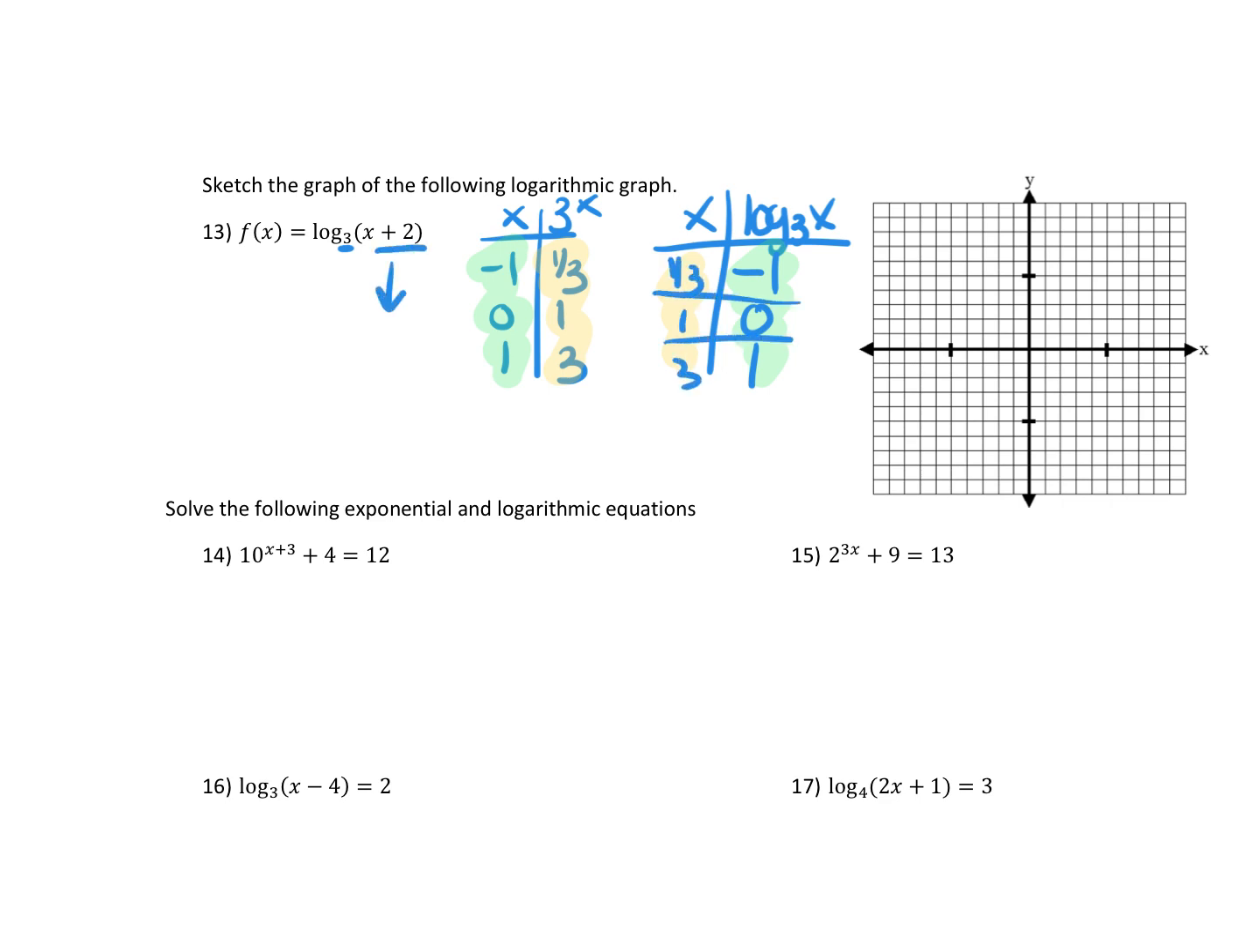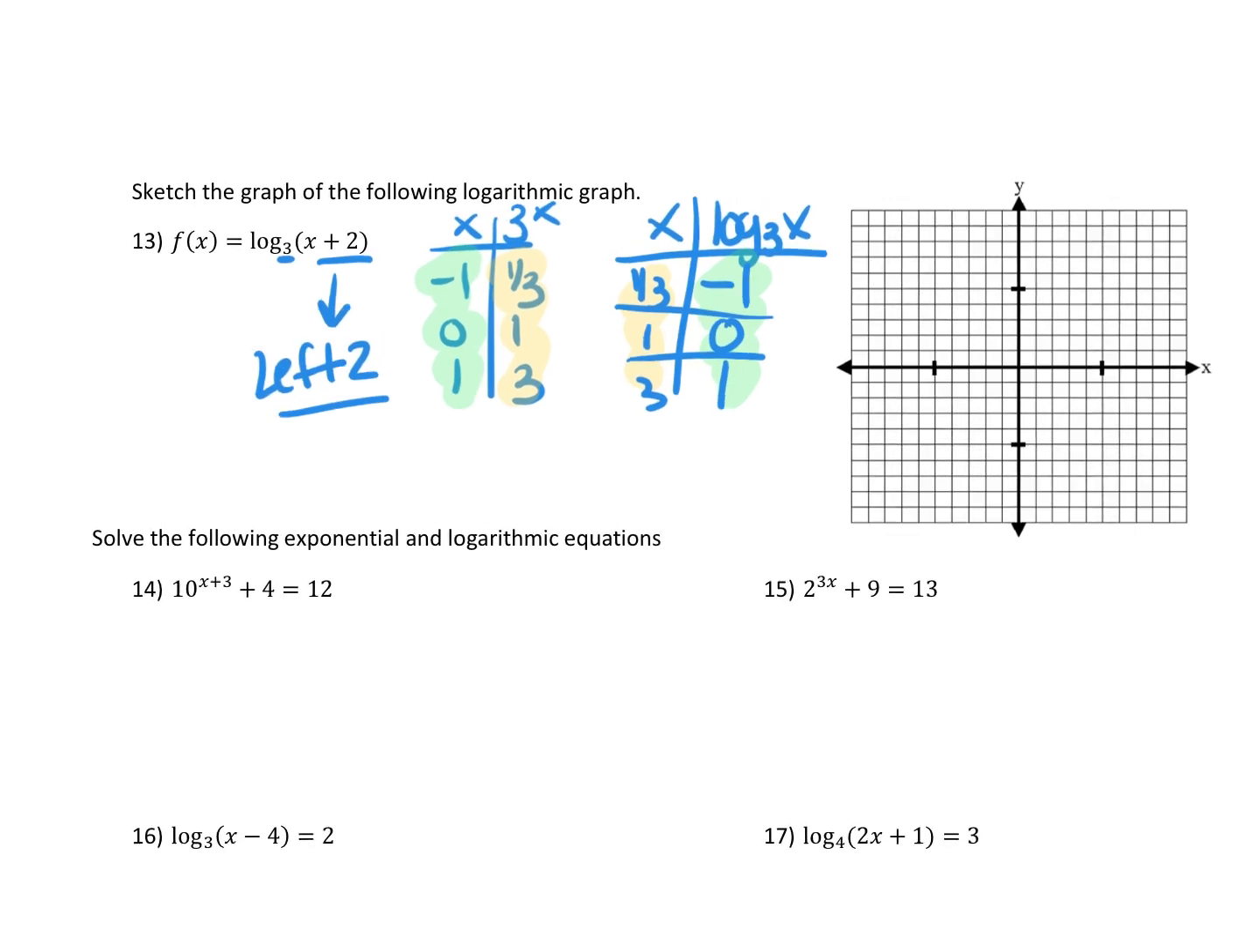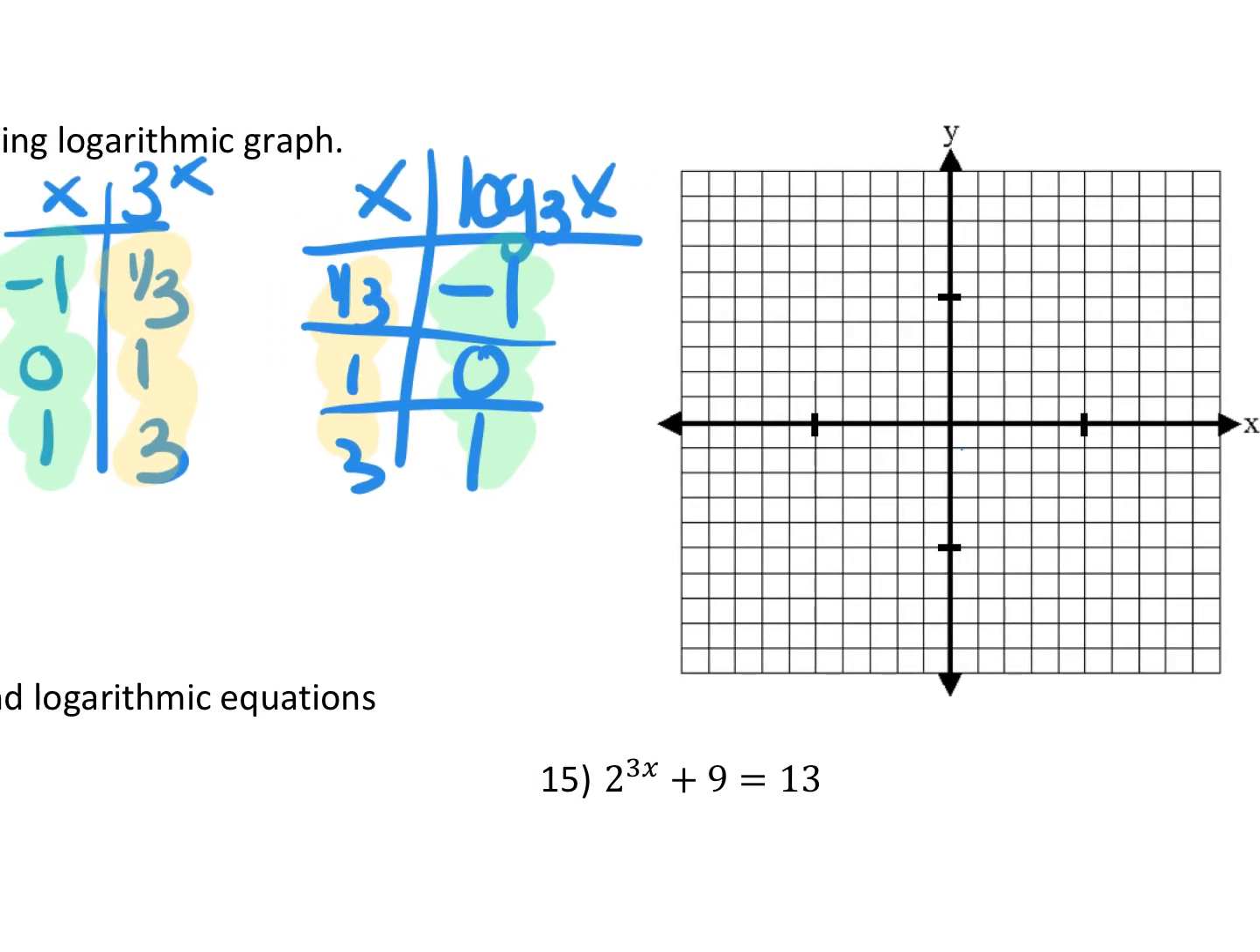But then don't forget this +2 means I'm shifting everything left 2. So first I'm going to plot these points: 1/3, -1, 1, 0, 3, 1. Then I'm going to shift everything left 2. So left 2, left 2, left 2. So my asymptote is now going to be at x equals -2 because it was shifted left 2 from 0. And then my graph will look something like this.